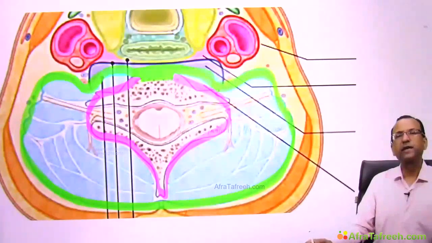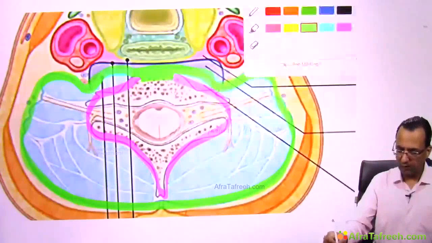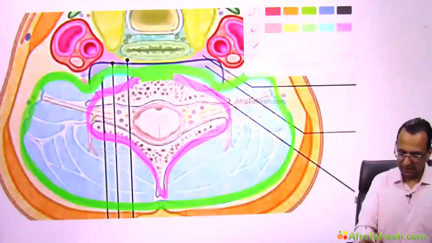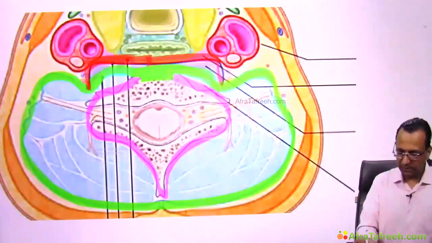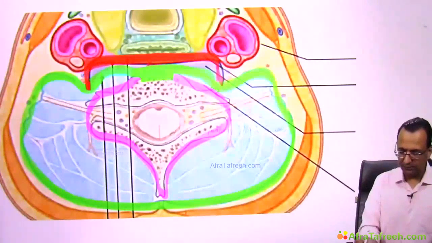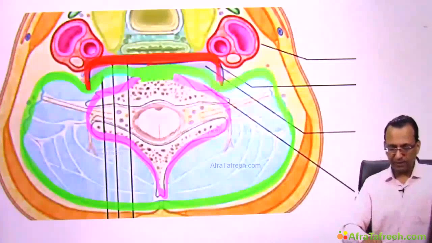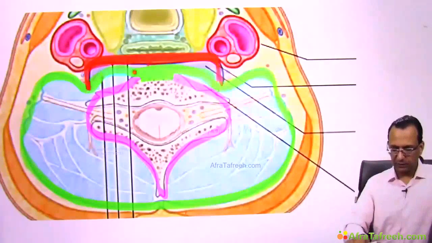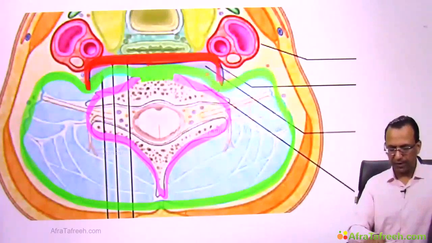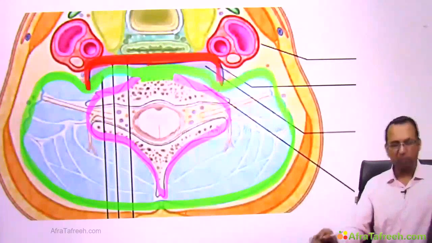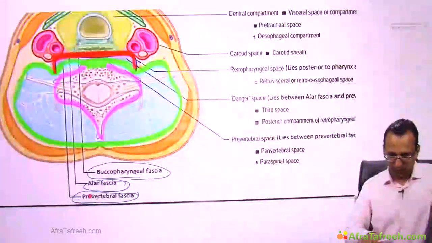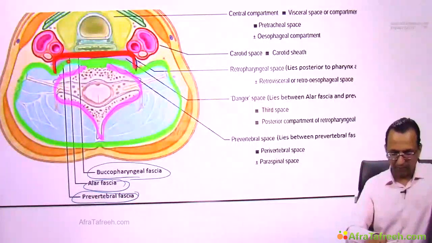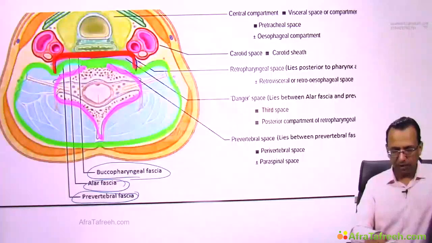But it will split into 2. And what is the anterior component? The anterior component is called the alar fascia. So you're telling that this prevertebral fascia was splitting anteriorly, forming the alar fascia. That is what you marked here. Yes, you can see here. See, what is prevertebral fascia? That green color we have marked now. And what is alar fascia? That red color we have marked now.